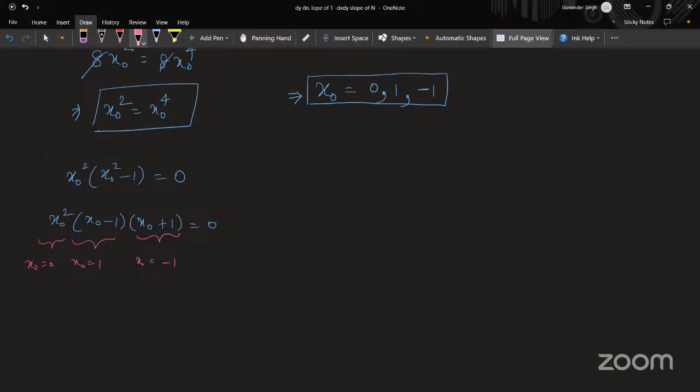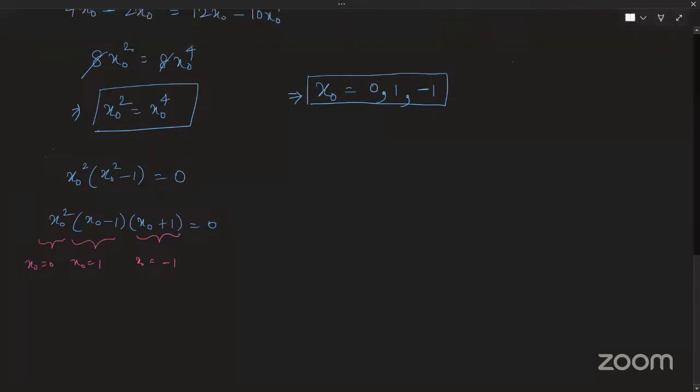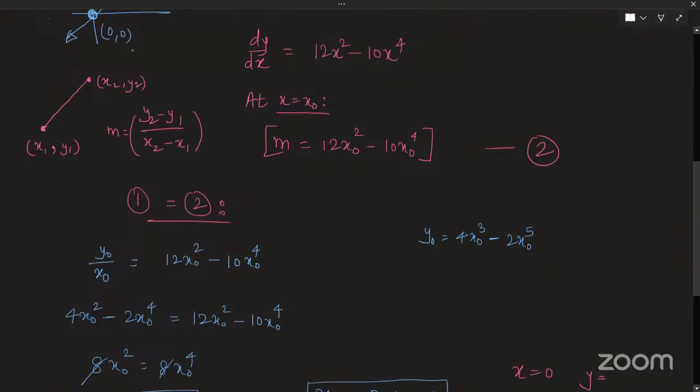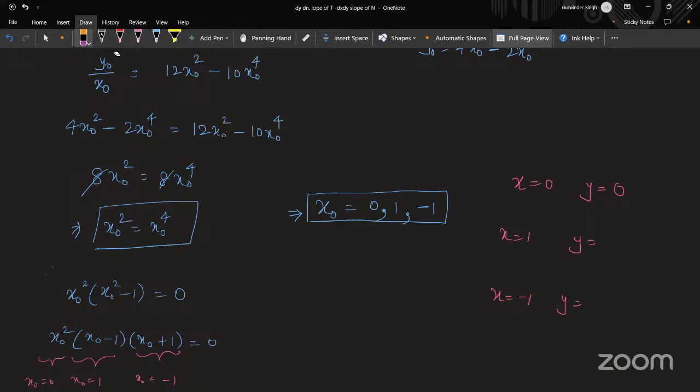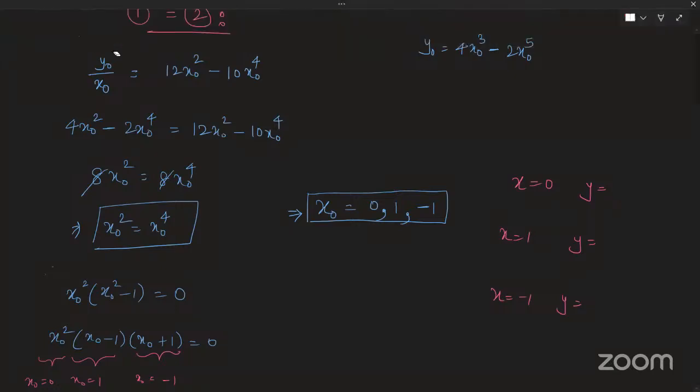Can you find out the corresponding values of y also? If x is 0, can you find out the particular value of y also? If x is 1, can you tell me that particular value of y? If x is minus 1, can you find that particular value of y? Can we do that? So y will be 0. If x is 1, y is how much? What is the value of y? Yes, 2. If x is minus 1, then minus 2, right?